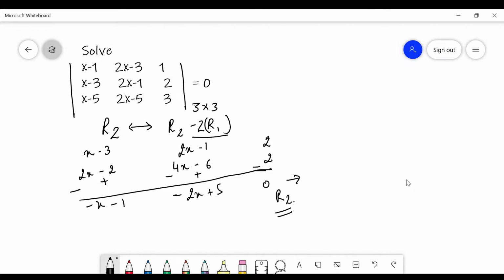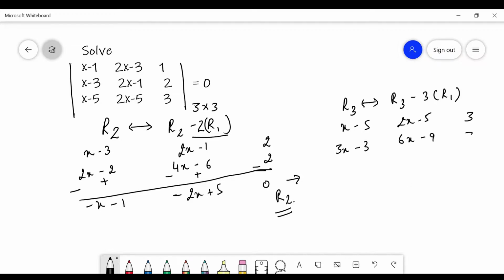In the same way, if I go for the transformation of the third row, I will take the elements of my third row minus 3 times the elements of my first row. So again I will write the elements of the third row as x minus 5, 2x minus 5 and 3. And what are the elements of the first row? It's x minus 1, 2x minus 3 and 1. When I multiply it with 3, I will get 3x minus 3, 6x minus 9 and 3.